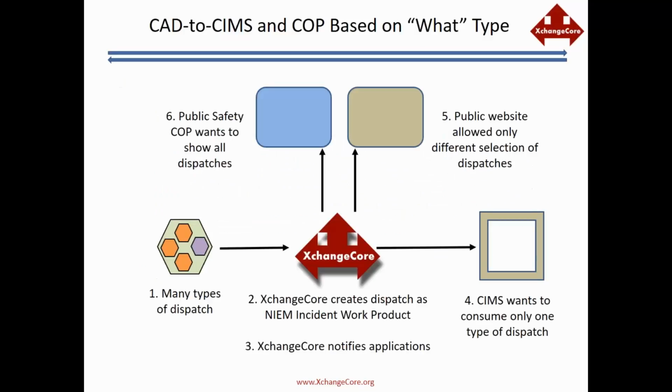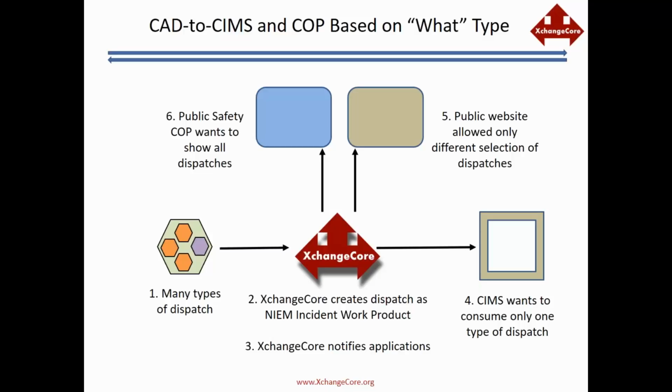So let's see how this unfolds with XchangeCore. Now in the bottom left-hand corner, we have many types of dispatches, as we just talked about. Those get processed to XchangeCore. XchangeCore creates that dispatch, turns it into a NIEM incident work product, the National Information Exchange Model definition of what an incident is, into an XchangeCore work product. XchangeCore then notifies all the applications that are connected to it that we just had something happen. And you may be able to look at it.